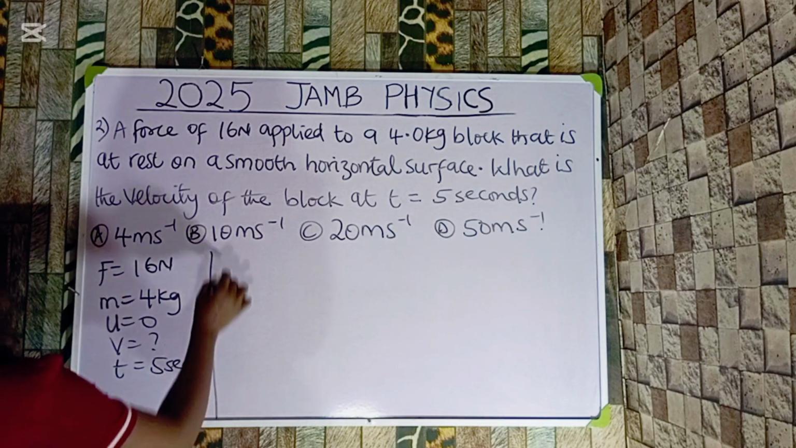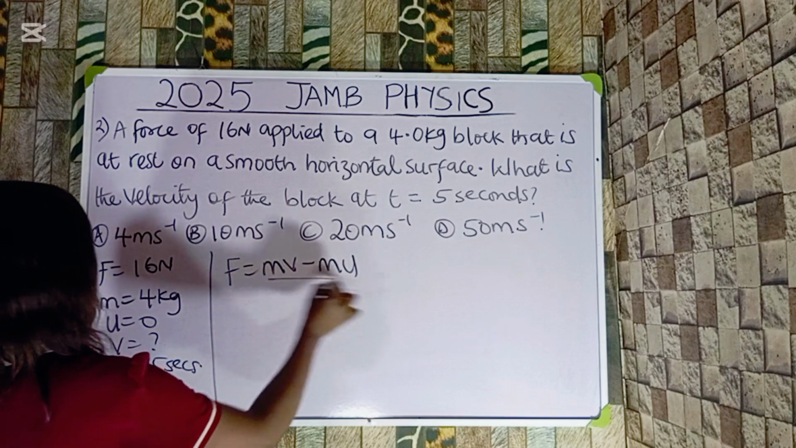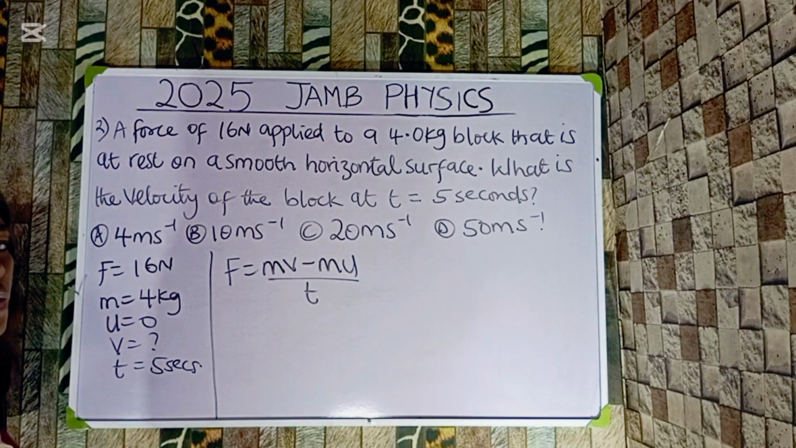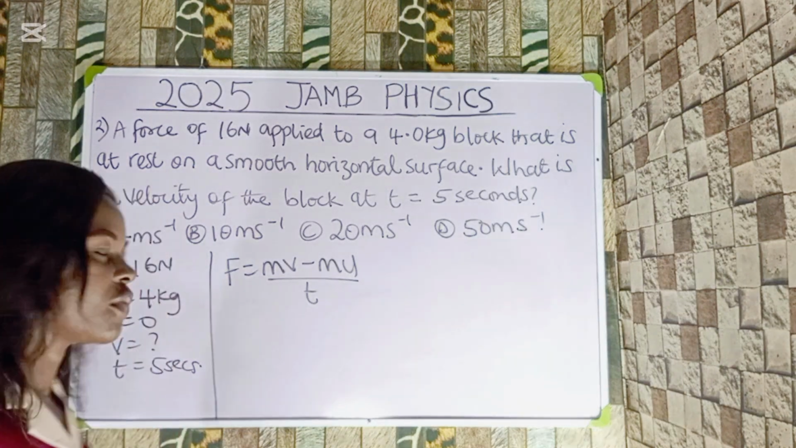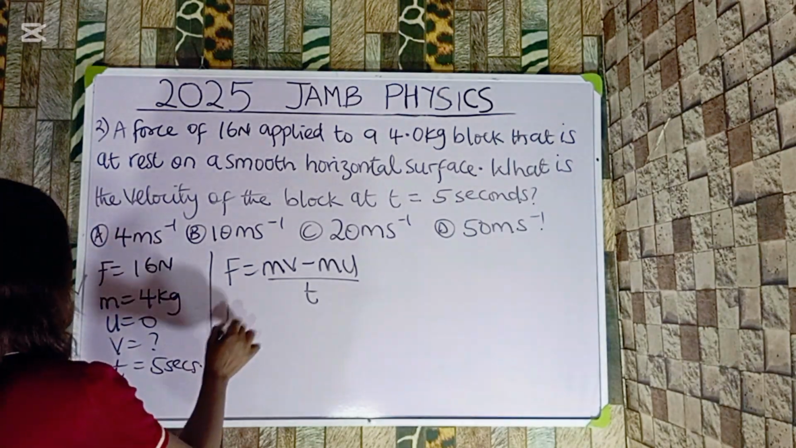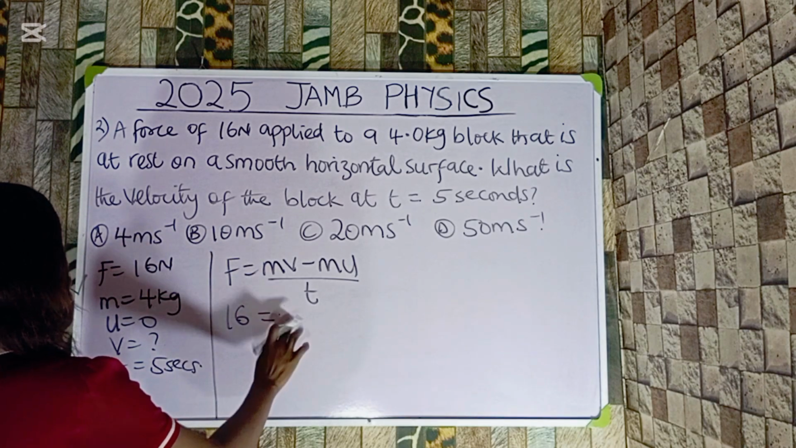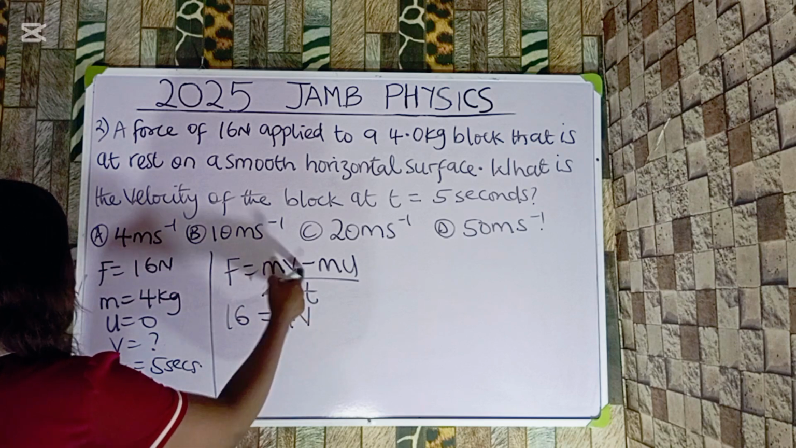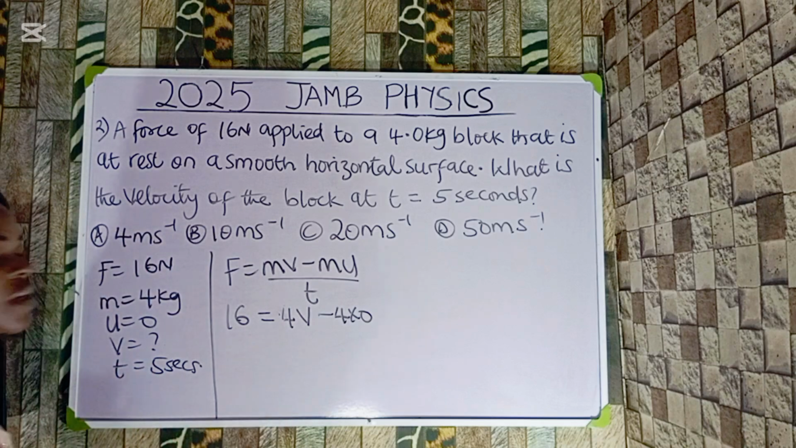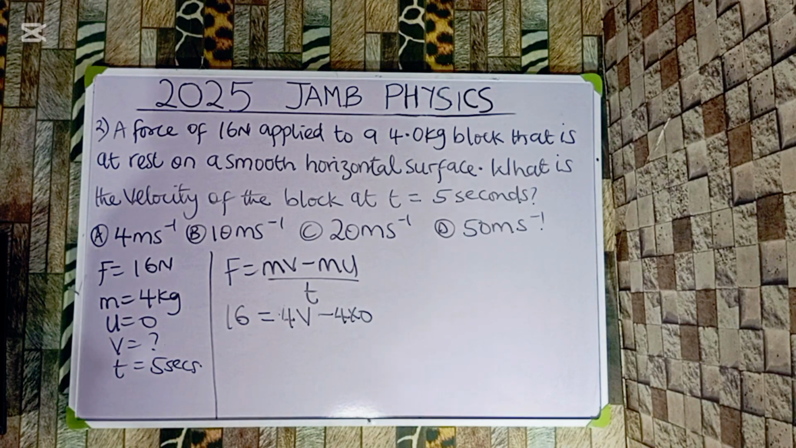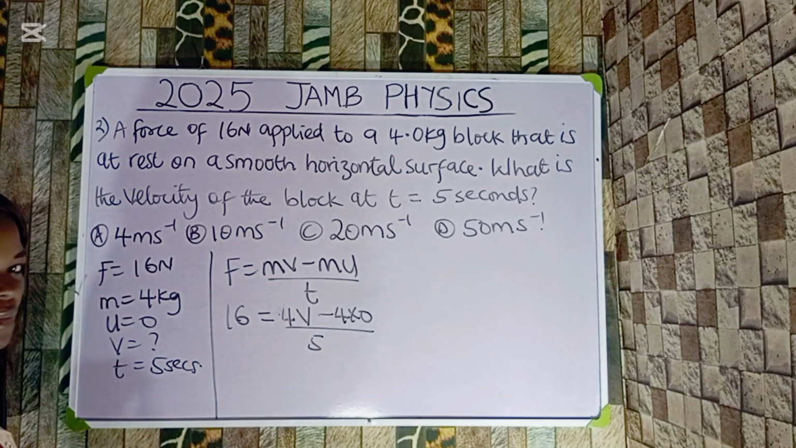Now we are going to use the second law of motion to solve this. This says that F is equal to mv minus mu all over t. The rate of change of momentum is directly proportional to the impressed force, and takes place in the direction of the force. So the force given in this question is 16, equal to the mass, 4 kilograms, multiplied by V, because that's what I'm looking for, then minus 4 multiplied by 0, because my initial velocity equals 0, and divided by time, which is 5.